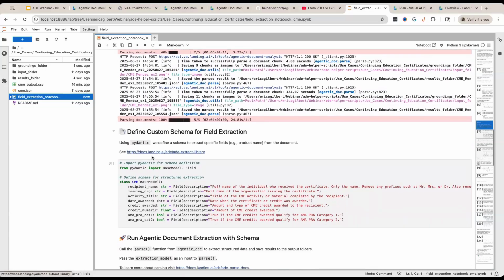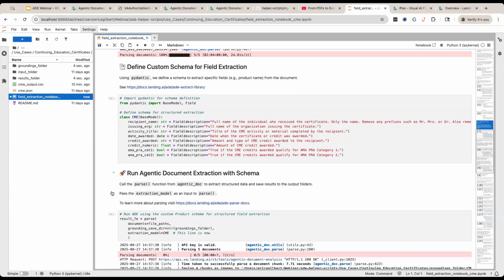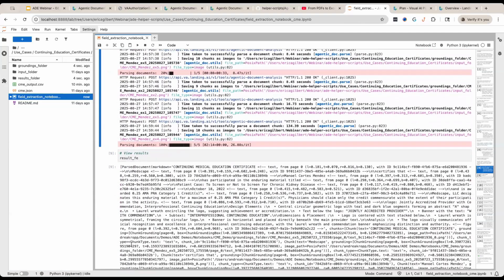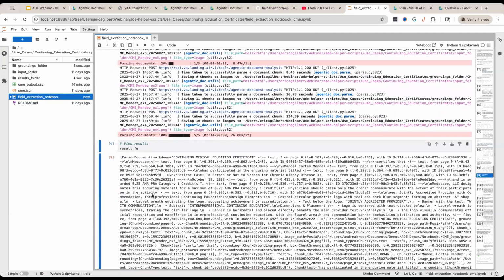And then we're able to define the custom schema based on that full payload of the whole document. We really care about the recipient name, the issuing org, the activity title, the date awarded, the credit awarded, credit numeric, and the different categories. And so that's just showcasing what the description is for each of them. And then you're across the full payload running that schema. So you call that again. You see that full process here. And you view the results.